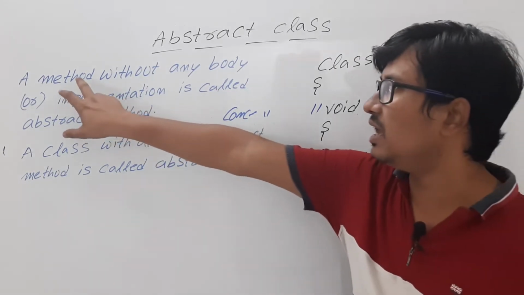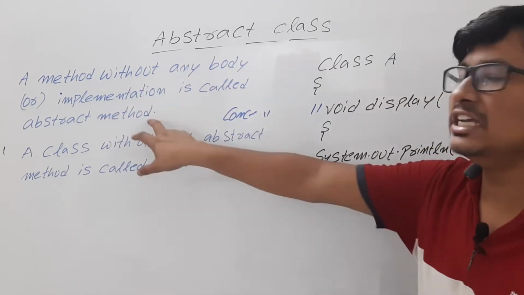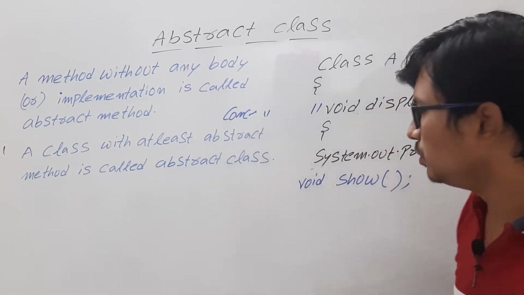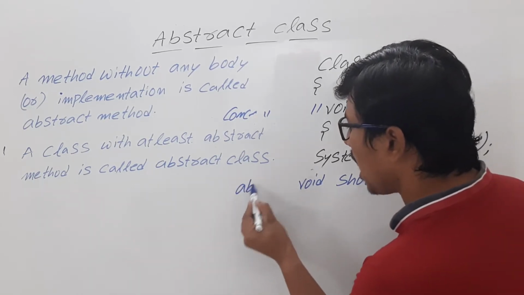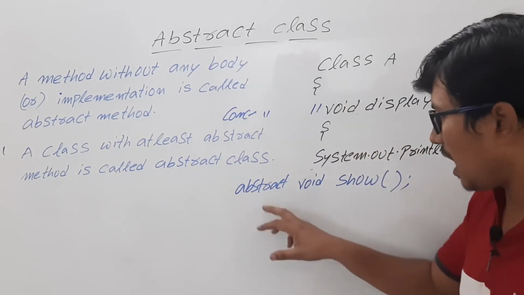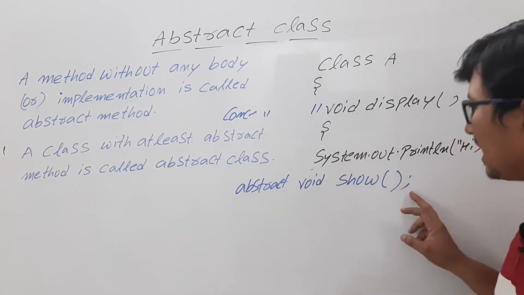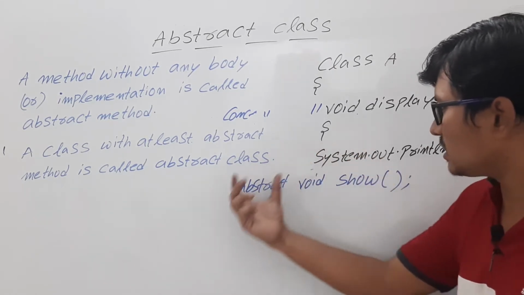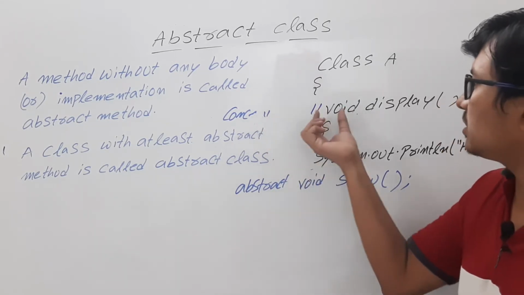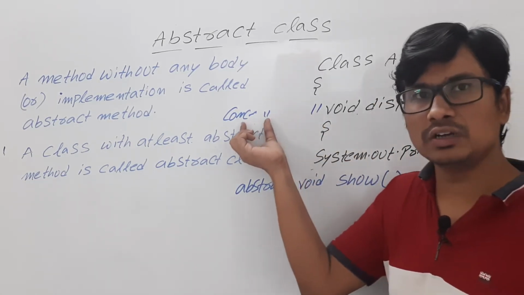Such kind of methods we'll call it as abstract methods. Look at the definition. A method without any body or implementation is called an abstract method. For such methods, you need to use a keyword called abstract. So you will have the abstract keyword, a return type, and the method name ending with a semicolon. Such kind of methods we'll call abstract methods, whereas the method which has the declaration and then definition is called a concrete method.